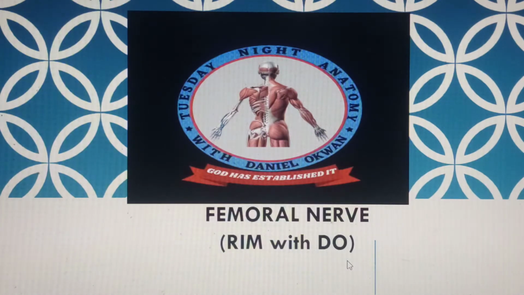So at the end of the section, we should be able to tell the origin, the course, the various relations of this nerve, and of course look at the anterior and posterior divisions of this nerve. And so, without much ado, let's set the ball rolling, looking at the femoral nerve.